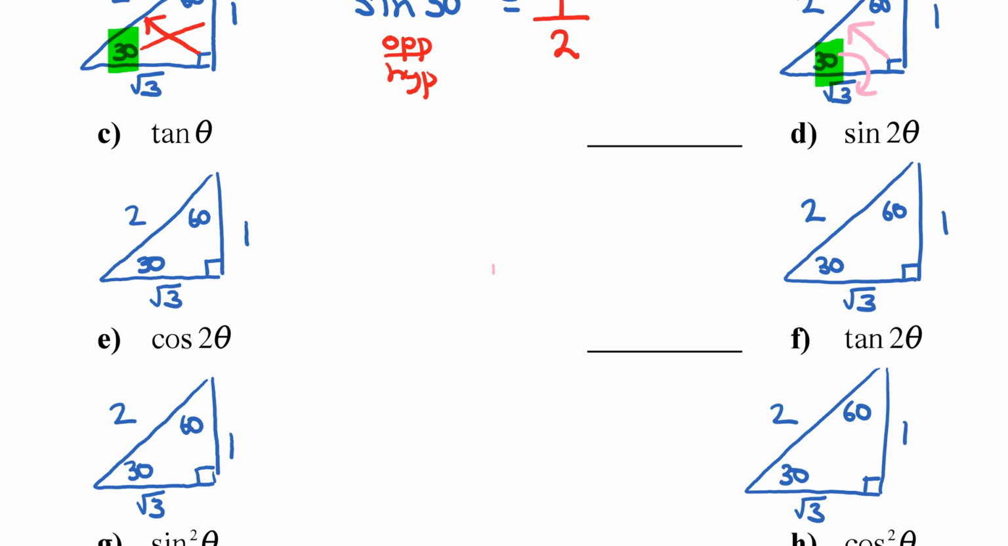Okay, for letter C, I have tan theta. So this question is asking what is the value of tan 30 degrees? Remember, the ratio for tan uses the opposite and the adjacent. So here's my 30 degrees. The opposite is 1. So 1 divided by the adjacent, which is root 3. So 1 divided by root 3 for letter C.